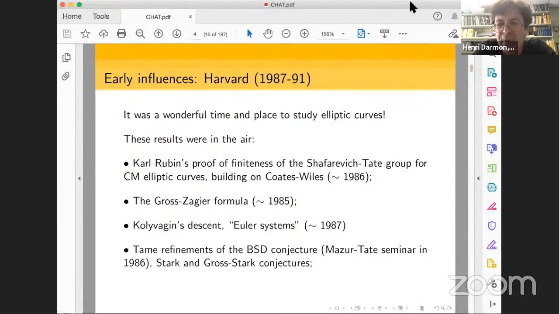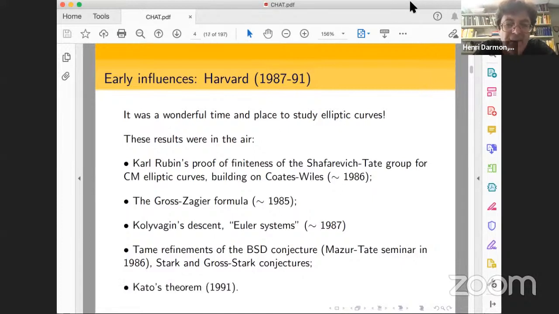And then there were other things as well that were sort of wafting in the air in the corridors of Harvard at the time. I mean, there had been a seminar on tame refinements of BSD type conjectures, Mazur-Tate conjectures in 1986, so right before I joined Harvard, and there was still a strong interest among various students in the Stark and Gross-Stark conjectures.